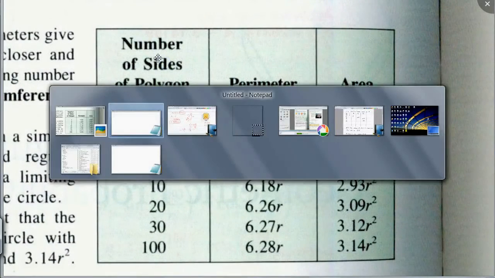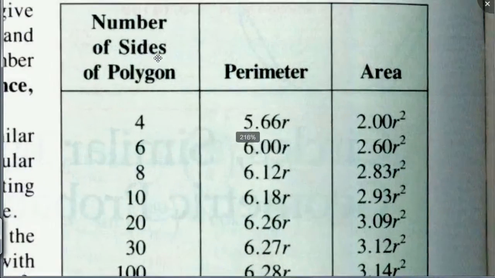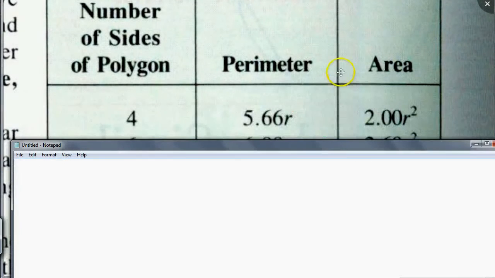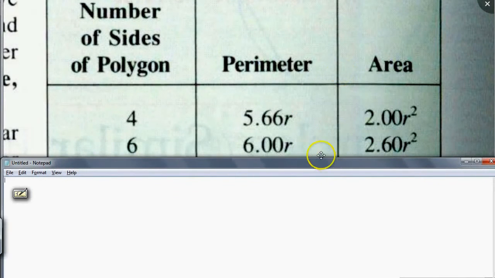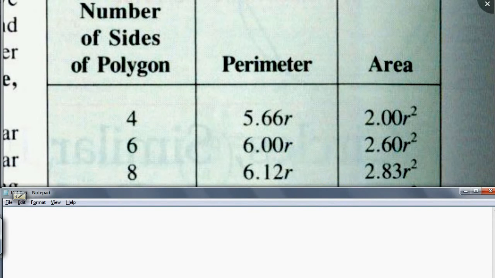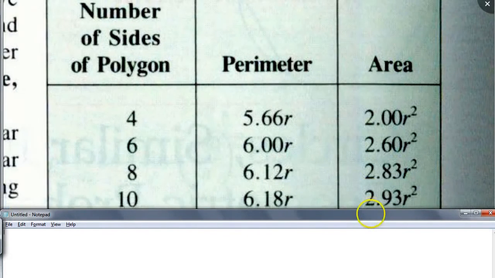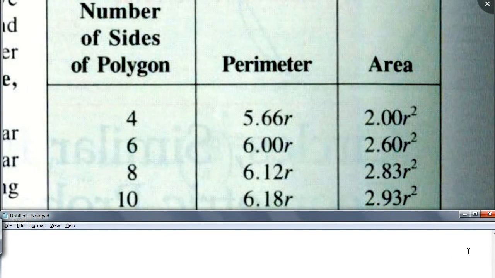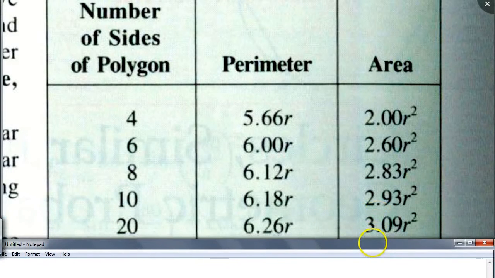You guys remember? So let's look at this table again. This table is kind of interesting. Let's see if you guys see some kind of pattern. So for the 6-sided figure, we said it was this. For the 8-sided figure, you get 6.12 R for the perimeter and 2.83 R squared for the area. They did this for the 10-sided figure. Kind of nice, they did it for us. Perimeter 6.18 R, area 2.93 R squared. Look, they did it for 20 sides.